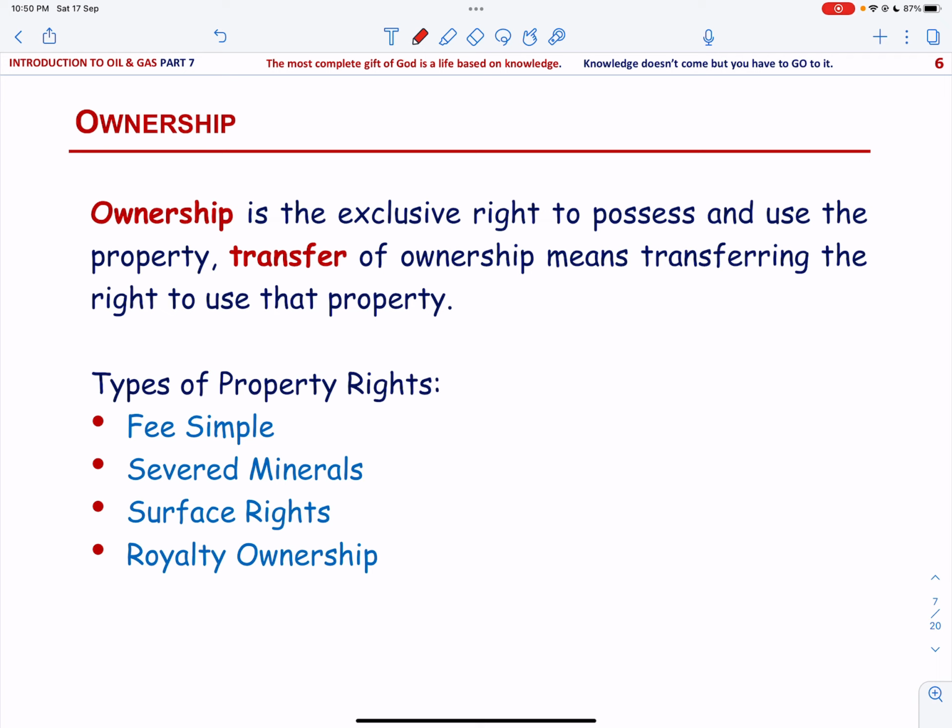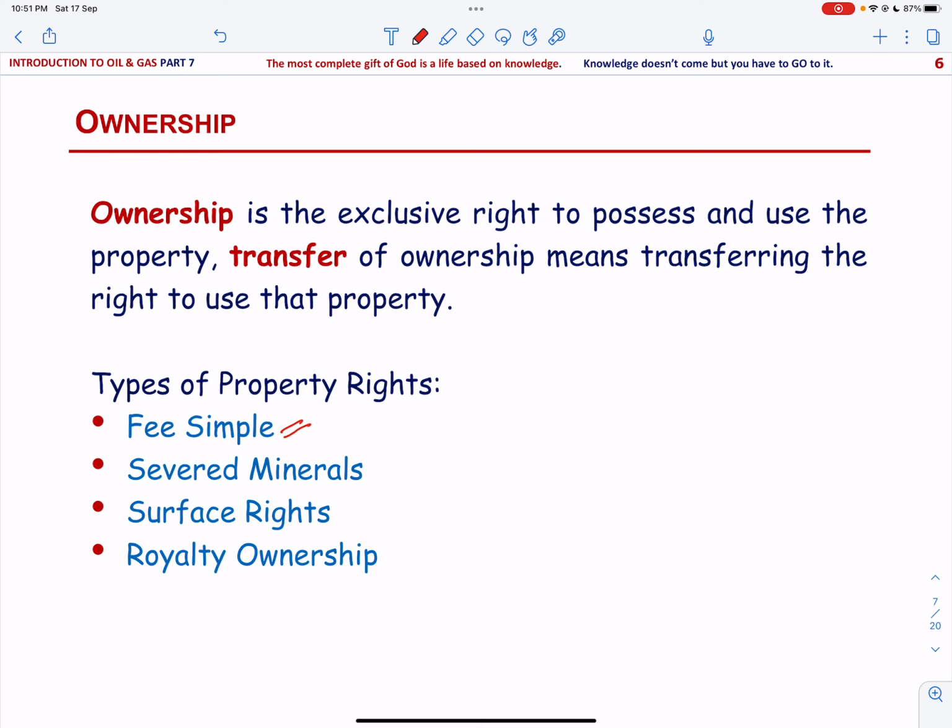Ownership is the exclusive right to possess and use the property. Transfer of ownership means transferring the right to use that property. So different types of ownerships have different types of property rights. First is called a fee simple. Fee simple is the absolute ownership of the property for an indefinite duration, and they own the rights to both the surface and the minerals. So a fee owner has the right to grant mineral lease.